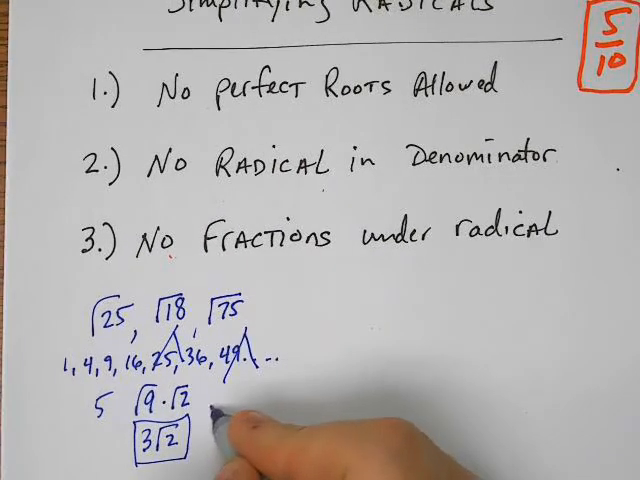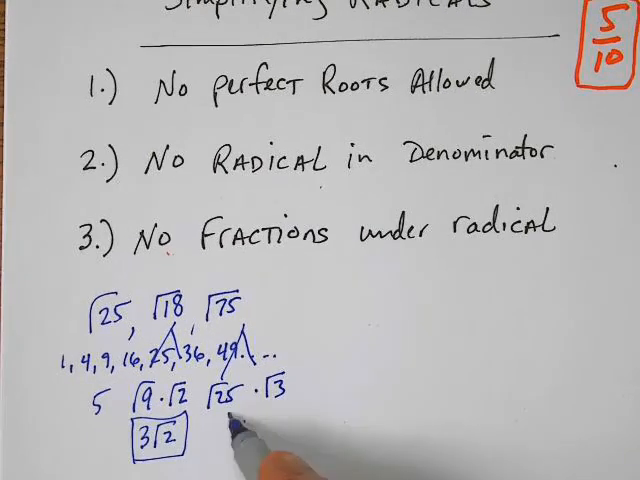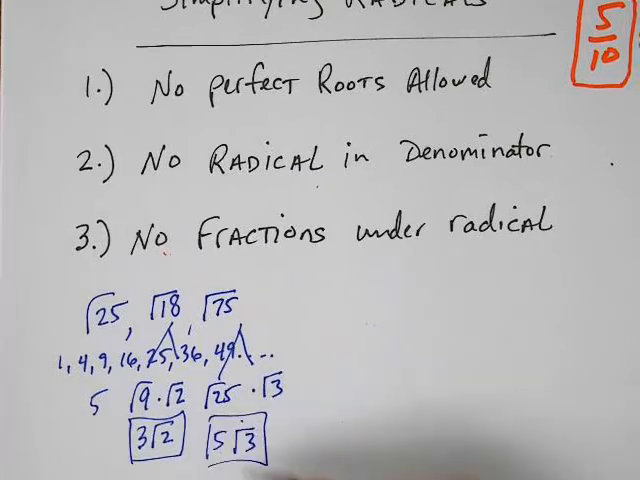75, Bo already did it. Square root of 25 times the square root of 3. What's the square root of 25? 5. Square root of 3, some decimal. We don't want it. We're going to leave it at square root of 3.